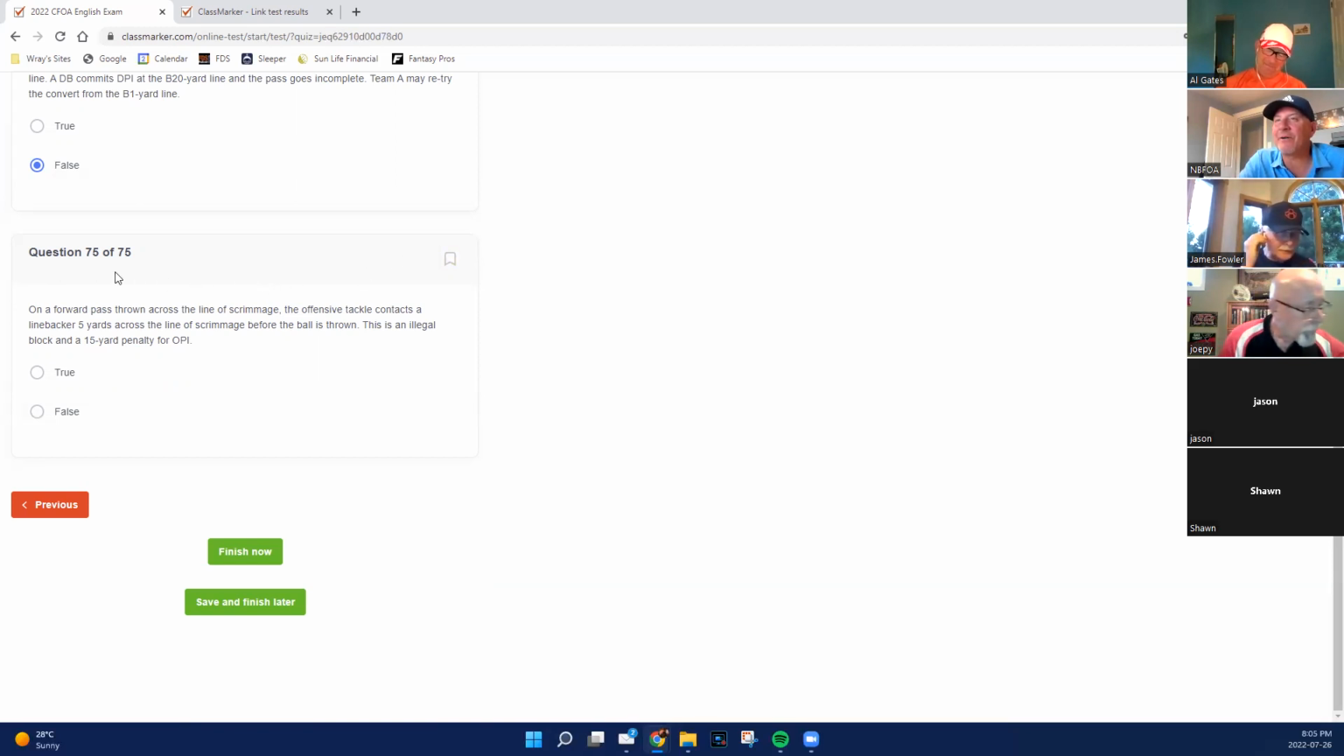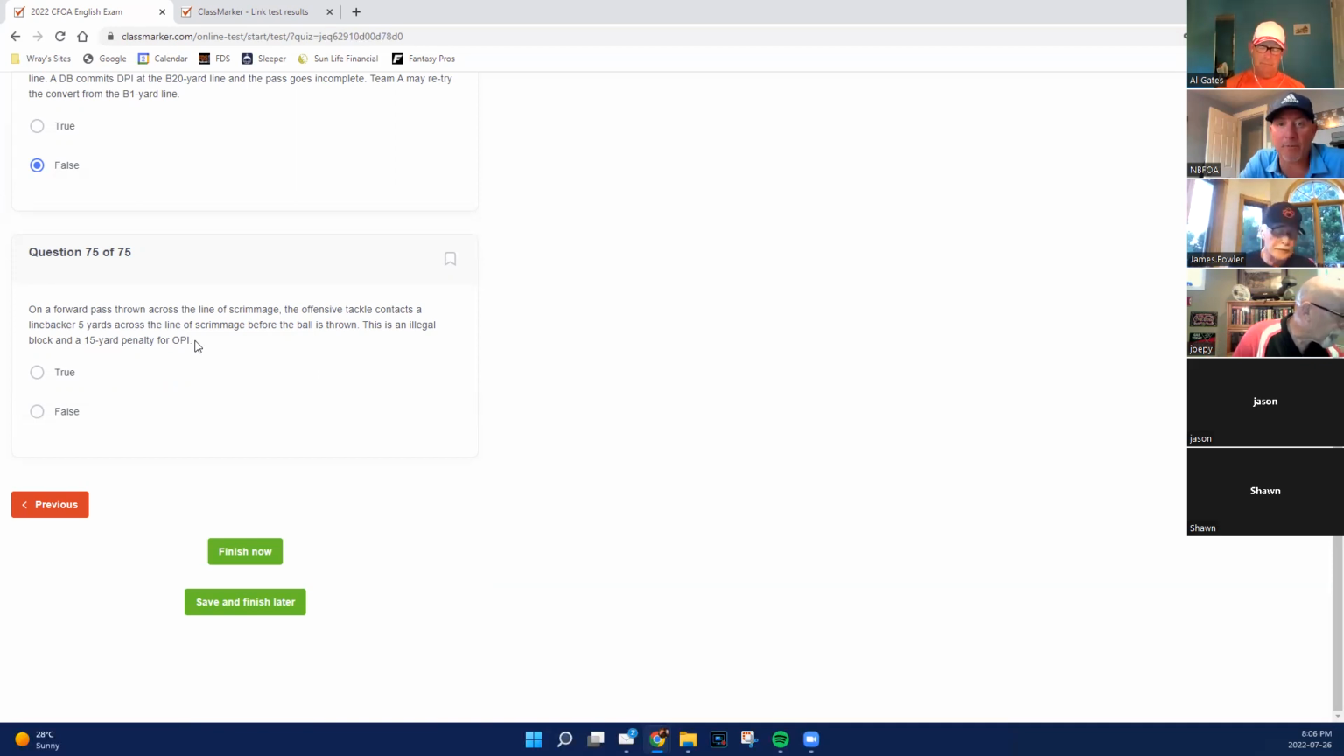All right, let's go to question 75. On a forward pass thrown across the line of scrimmage, the offensive tackle contacts a linebacker 5 yards across the line of scrimmage before the ball is thrown. This is an illegal block and a 15-yard penalty for OPI.